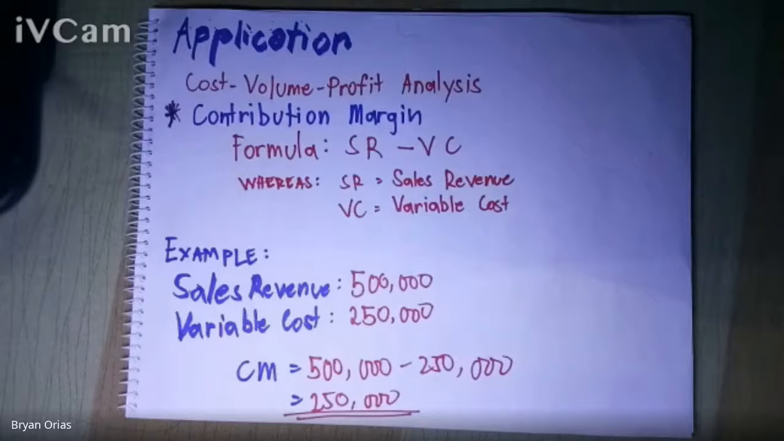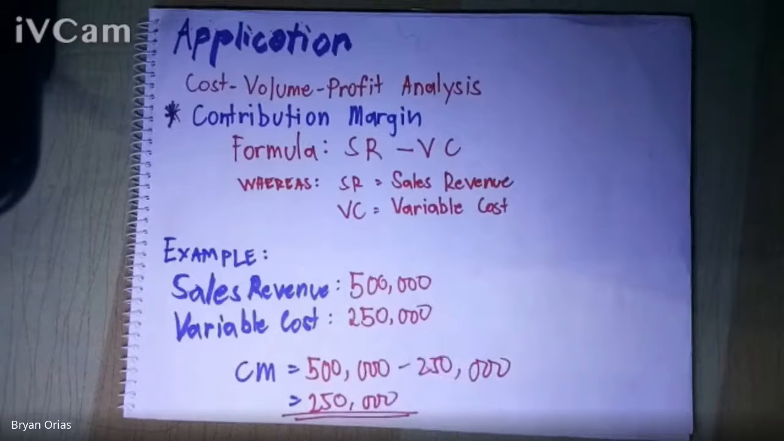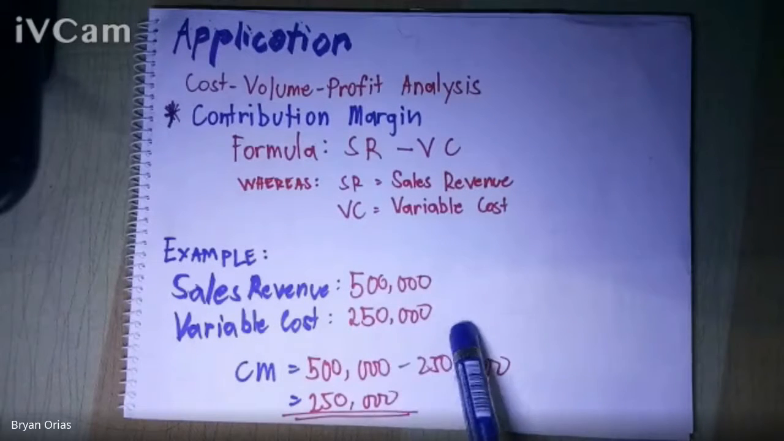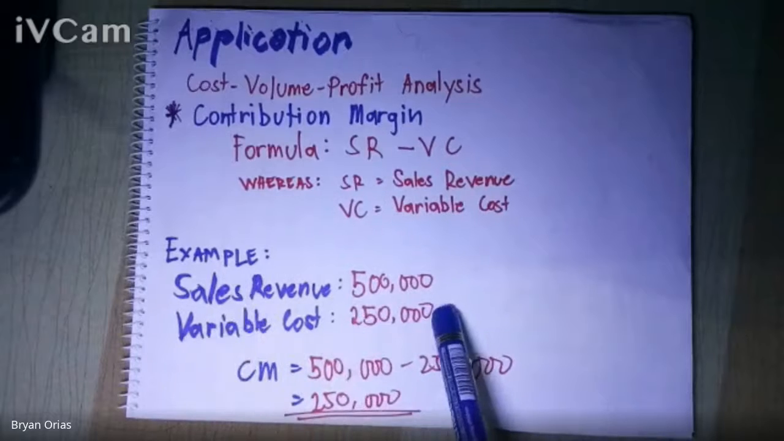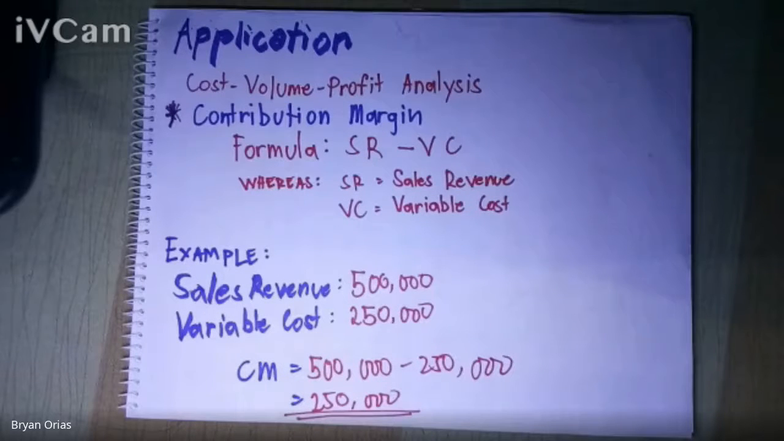Okay, so let us start first with the contribution margin. Suppose that you have a 500,000 sales revenue and a variable cost of 250,000. When we say sales revenue, this is our total income combined for the whole day, so for breakfast, lunch, and dinner. Because we have different computations for breakfast, lunch, and dinner sales. For this one, we are computing on a daily basis.